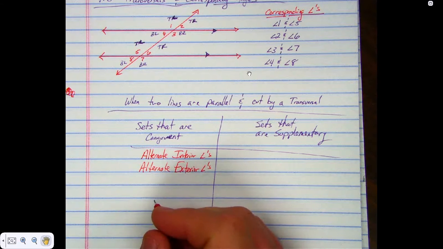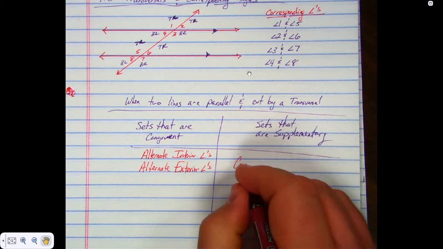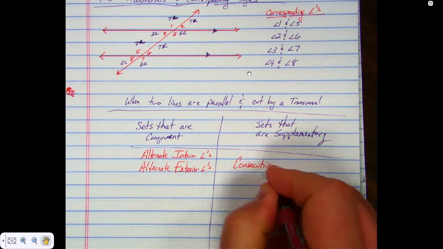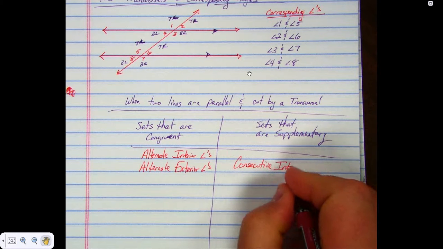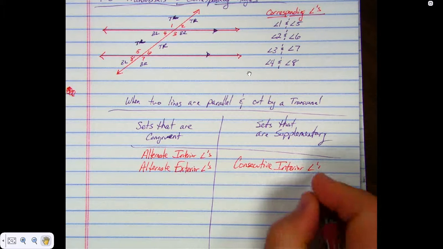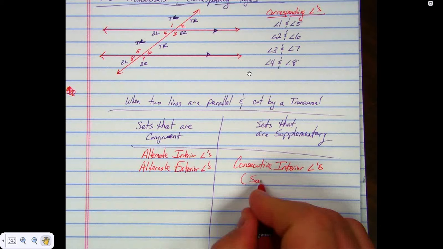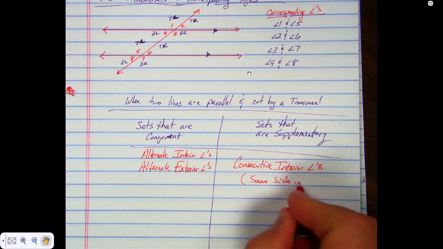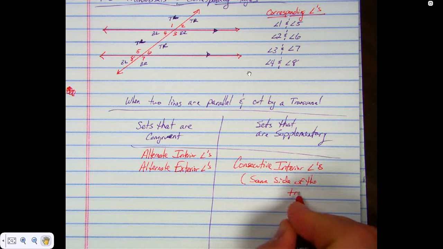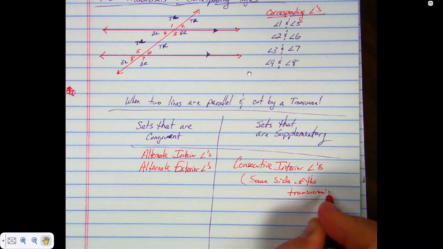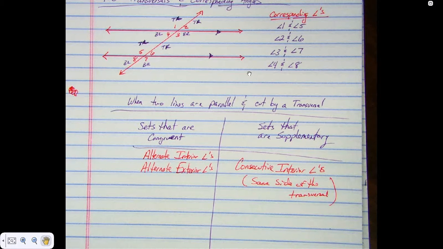Consecutive interior angles? What do they say those are? Same side of the transversal. But what about them? Supplementary. Consecutive interior angles are the ones that are supplementary. And they're on the same side of the transversal, right? They're right on top of each other, aren't they?